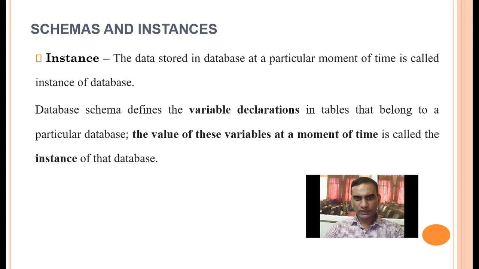At that time of instance, you are providing the value of a might be 2, the value of b might be 3, and you are getting the result that is 5. So this is called the instance of that particular schema, meaning we are filling the blanks. Okay, so this is called the instance.